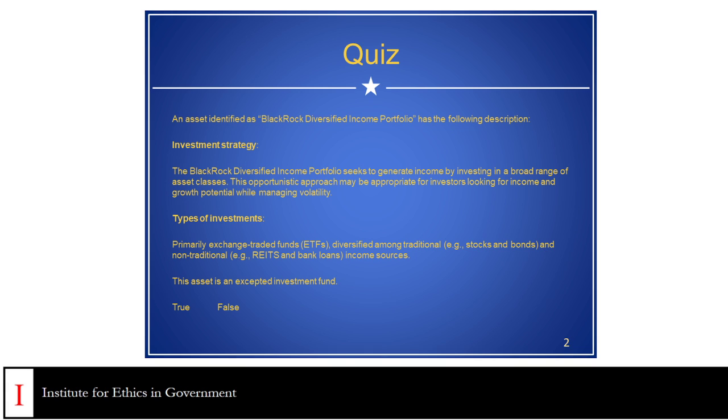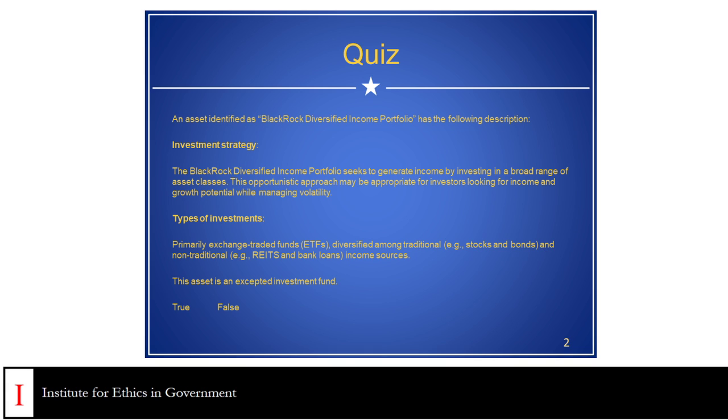An asset identified as BlackRock Diversified Income Portfolio has the following description. It seeks to generate income by investing in a broad range of asset classes. This opportunistic approach may be appropriate for investors looking for income and growth potential while managing volatility. The portfolio primarily invests in exchange-traded funds diversified among traditional income sources, such as stocks and bonds, as well as non-traditional income sources, such as real estate investment trusts and bank loans. True or false, this asset is an accepted investment fund?